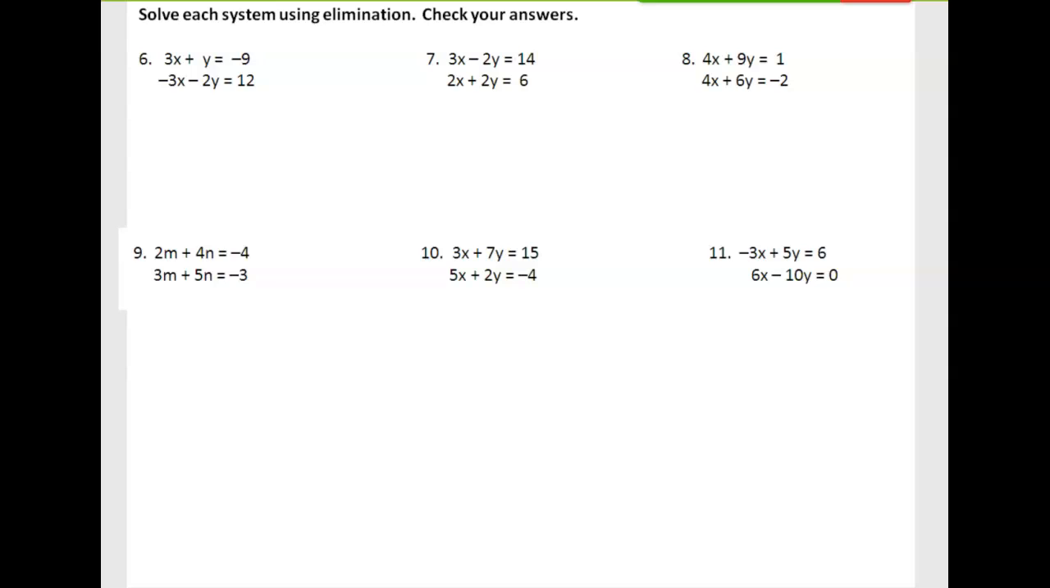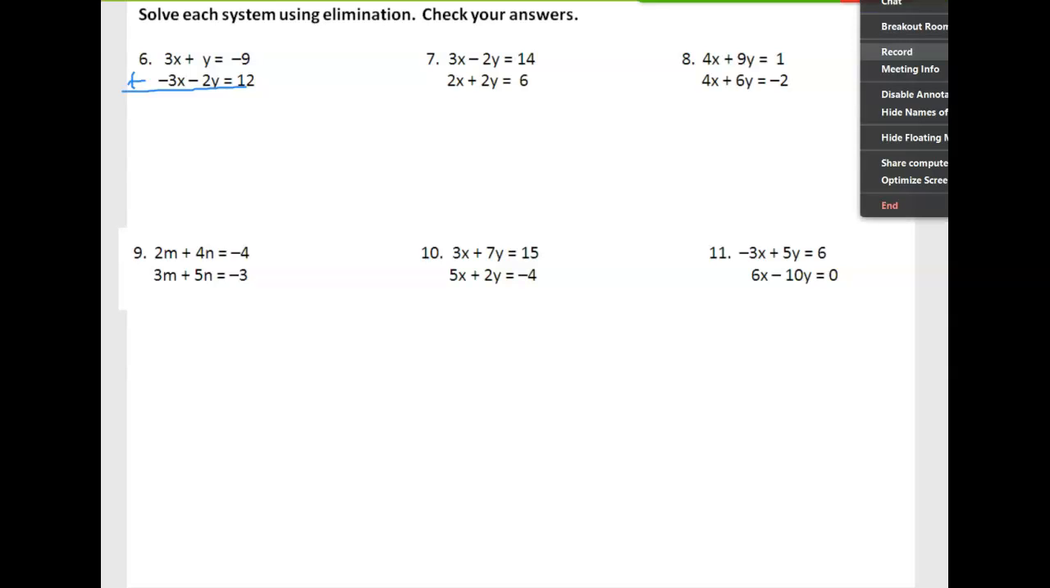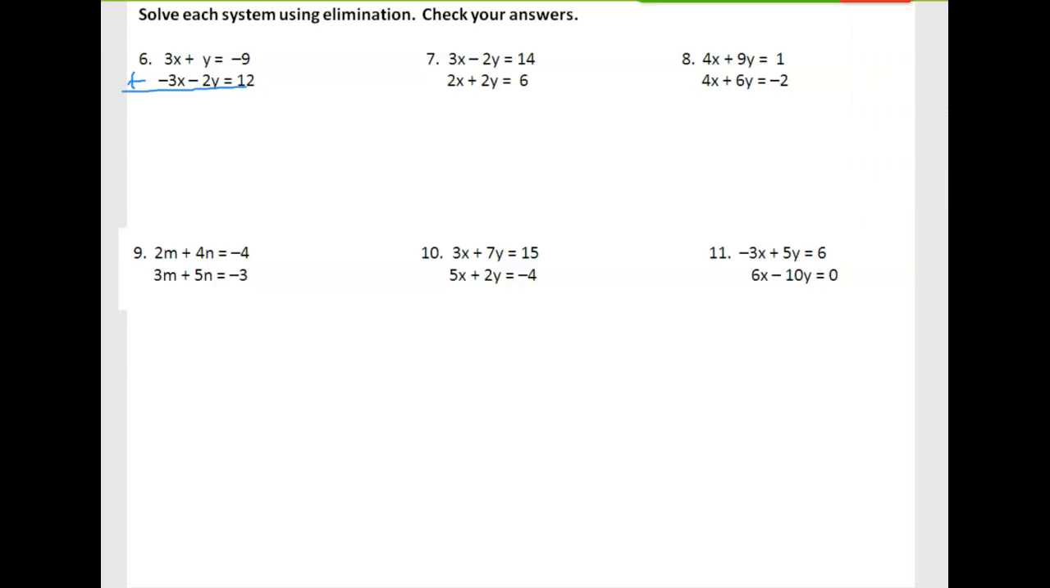So in this first equation, 3x and negative 3x are what we call additive inverses. So if I add these two equations together, then we have the ability to eliminate the x's because they're additive inverses. So 3 and negative 3 give us 0. 1y and negative 2y gives negative y, negative 9 and 12 gives 3. So we get y equals negative 3.